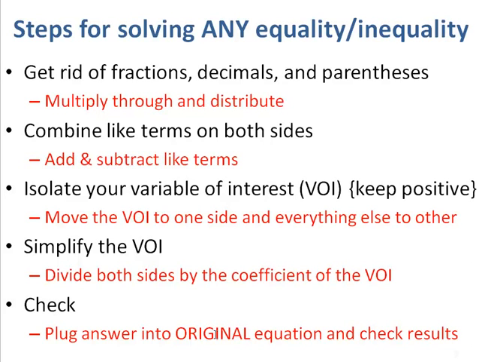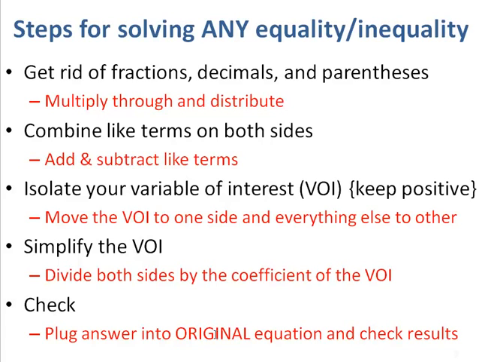The things in red are basically just what these steps entail. So in order to get rid of fractions, decimals, and parentheses, that normally means that you're multiplying through by a constant, or you're distributing through to get rid of parentheses. The next step is to combine like terms on both sides, which really just means you're going to add and subtract a bunch of things. The next step is to isolate your VOI, your variable of interest.